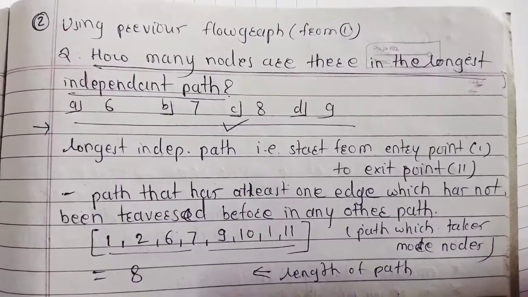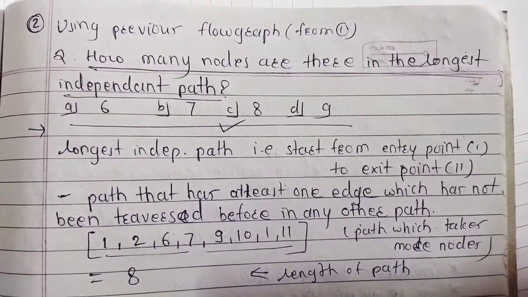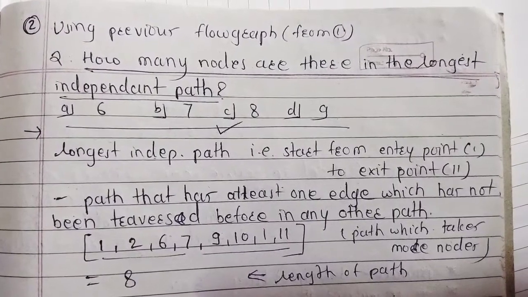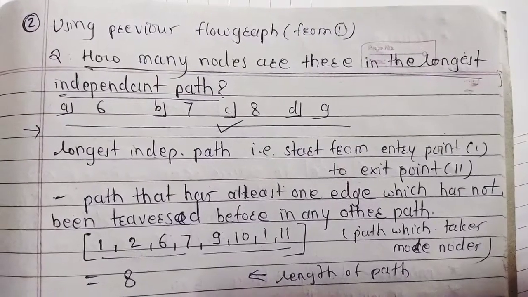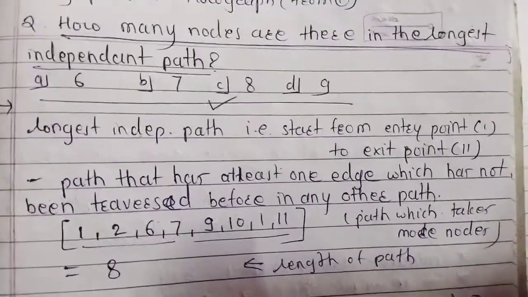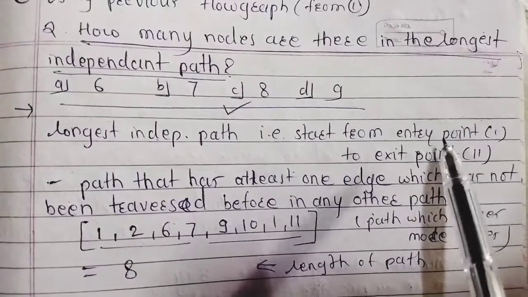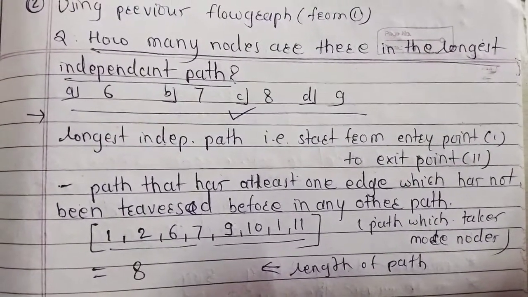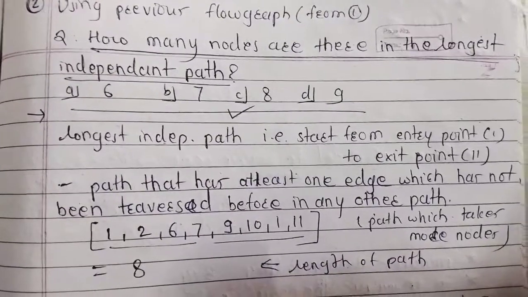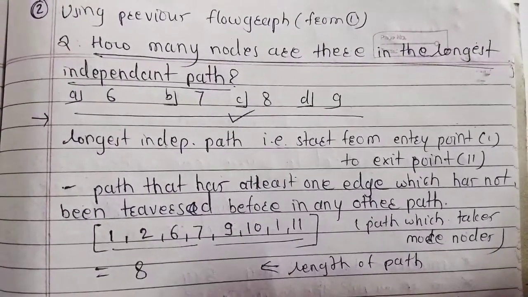Now the second question on this flow graph is, using the previous flow graph, how many nodes are there in the longest independent path? What is the longest independent path? It's nothing but the path which starts from the entry point and goes to the exit point. We have to find the longest such path.